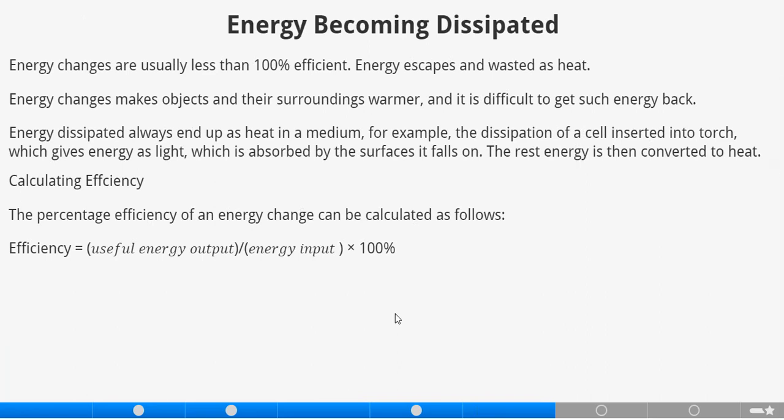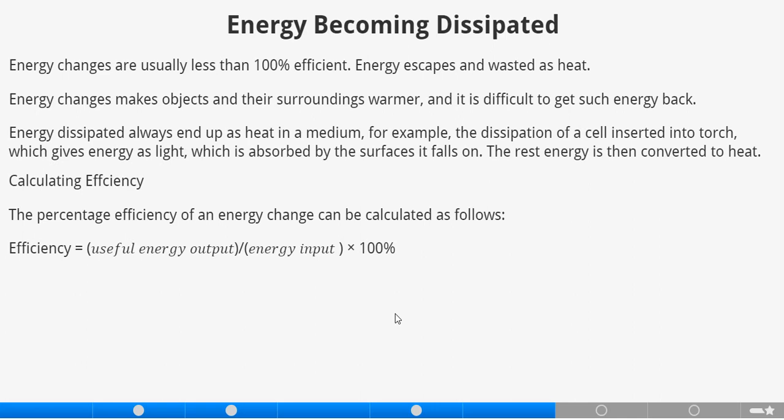Energy becoming dissipated. Energy changes are usually less than 100% efficient. Energy escapes and is wasted as heat. Energy changes make objects and their surroundings warmer, and it is difficult to get such energy back. Energy dissipated always ends up as heat in a medium. For example, a cell inserted into a torch gives energy as light, which is absorbed by the surface. The rest of the energy is then converted to heat.